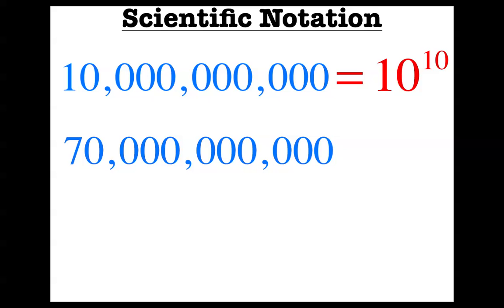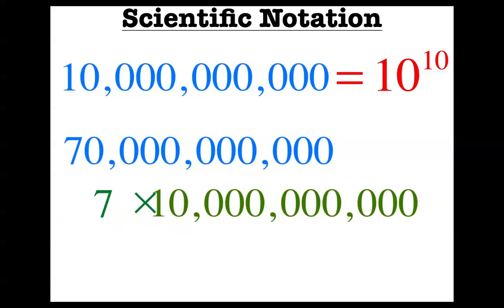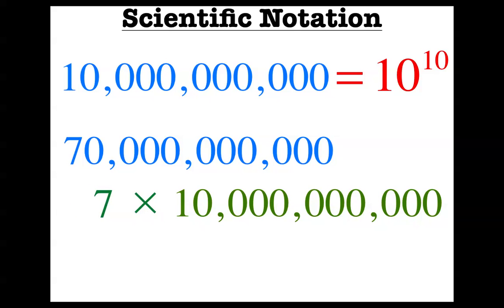70 billion, well, isn't 70 billion just 10 billion times 7? Oh, so if 10 billion is 10 to the 10th, and 70 billion is 7 times that, couldn't we just write 70 billion as 7 times 10 to the 10th power?